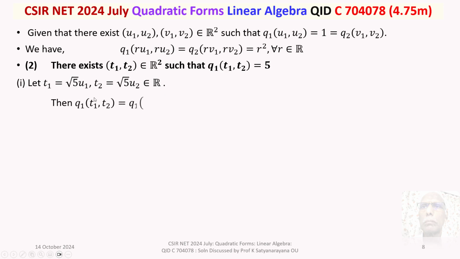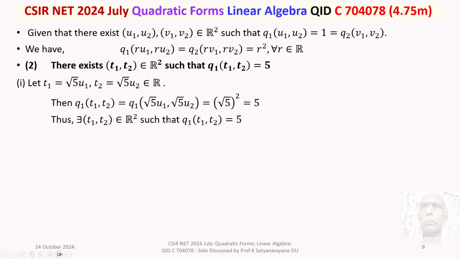Then Q1 of T1 comma T2 is equal to Q1 of root 5 U1 comma root 5 U2 is equal to root 5 square, that is 5. So thus there exists ordered pair T1 comma T2 belonging to R square such that the value of the quadratic form Q1 at T1 comma T2 is equal to 5. Thus the option 2 is true. We recall option 3.